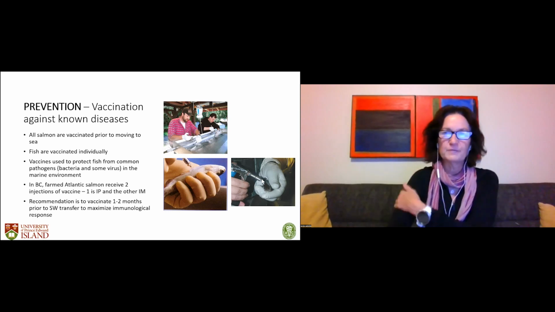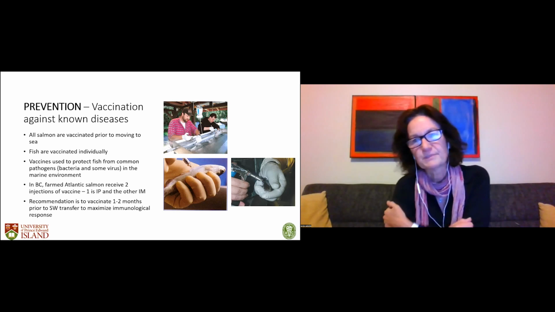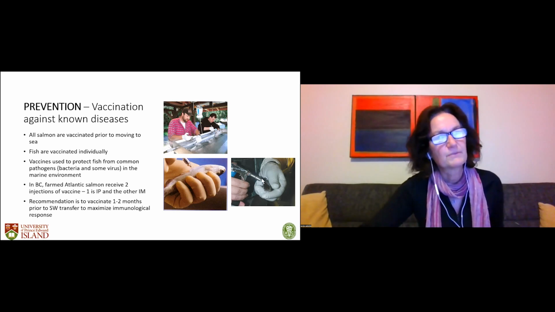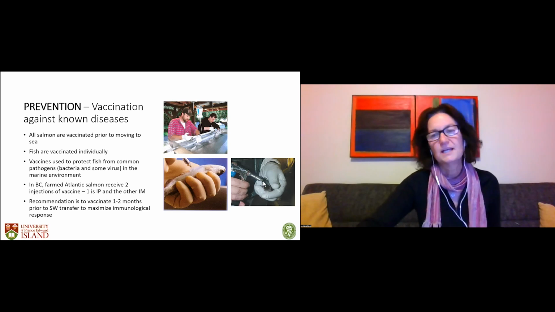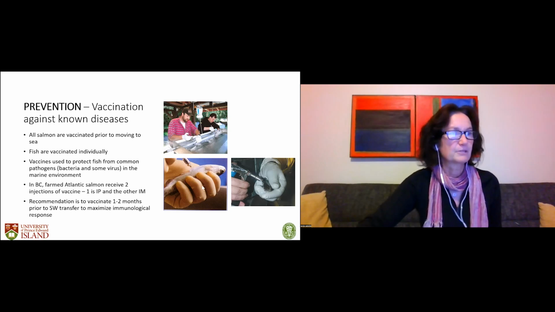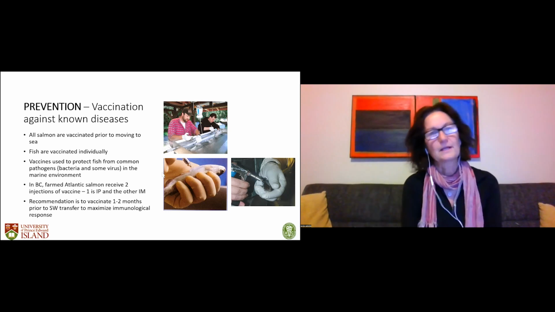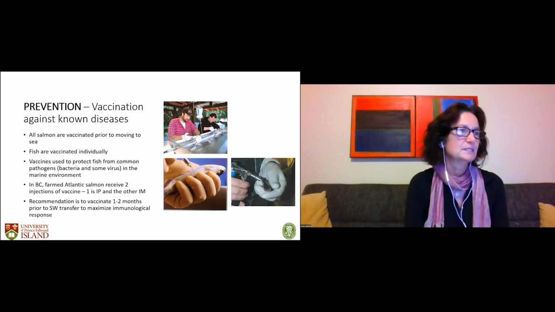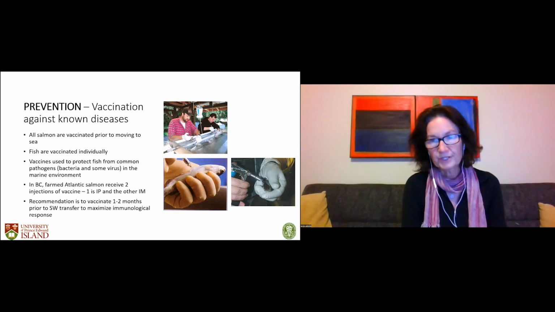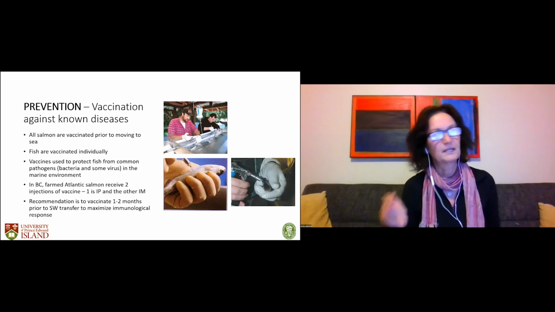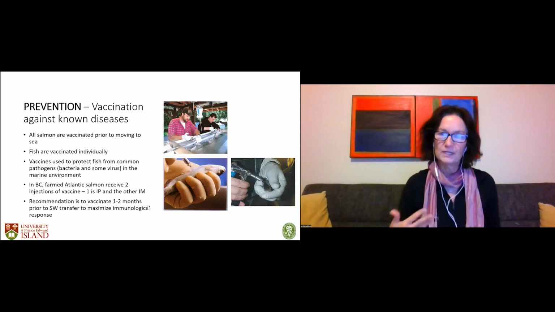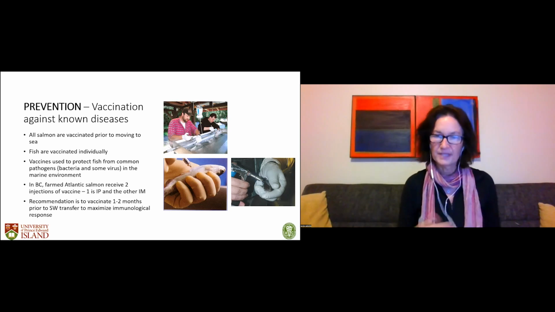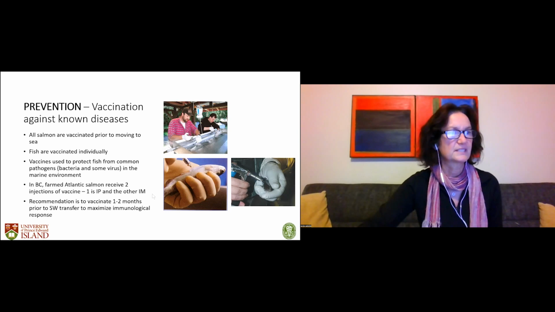And again, most of you are familiar. Intramuscular is often done in our arms, but here it's done on the dorsal area of the fish. In this situation, it's actually a vaccine for IHN, and it's a very effective vaccine. About 1 to 2 months prior to saltwater entry, when the fish are not quite smoltified, they are vaccinated and then allowed to develop immune protection before they enter the sea environment.